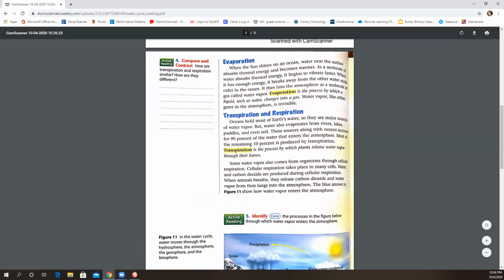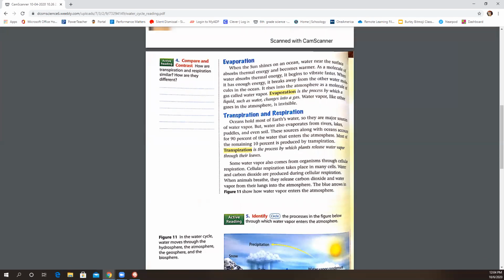All right. So I'm going to move on to transpiration and respiration. Make sure we're following along. We're not going ahead, because there may be something that I say that might make sense to you. All right, here we go.